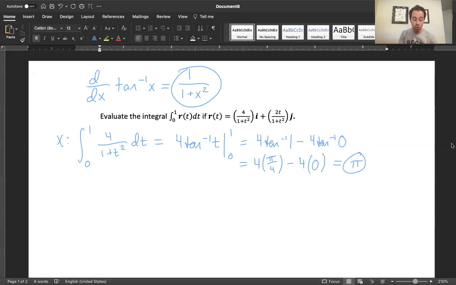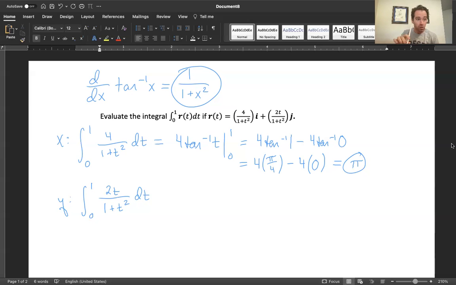We now need to go and find the y component. Integral from 0 to 1 of 2t over 1 plus t squared. Small differences make big differences in calculus, because although the previous problem was an inverse tangent, this is not. This actually is u substitution, because here on the bottom you've got the t squared, and on the top you've got a t factor. That means that the u on the bottom, the 1 plus t squared, is going to cancel with the top once you take the du.